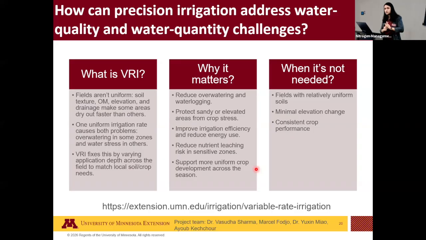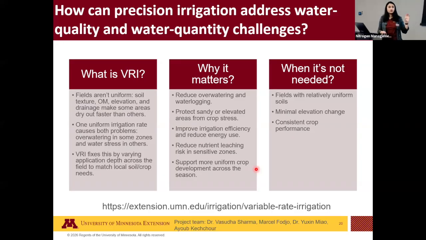And why does it matter? As you all know, if we are irrigating the soil where we do not want to irrigate, it's going to either leach or the crop is going to be damaged. So it protects our crop, it protects sandy or elevated areas in the field, improves irrigation efficiency, and reduces energy use and also nutrient leaching, and I'll show you that data. We have some of the data to support that, and it also supports more uniform crop development across the season.